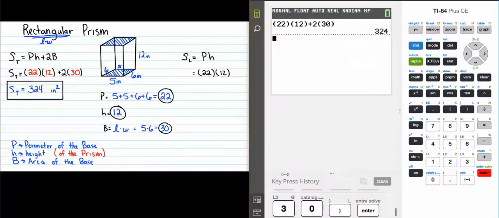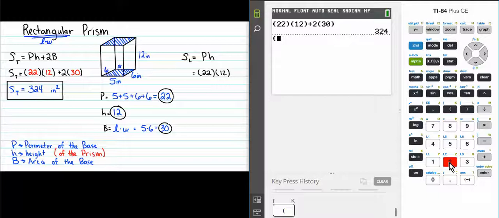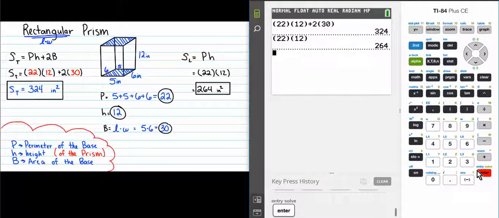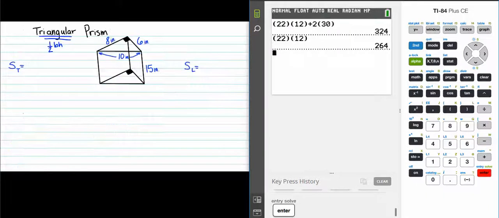So type it in the way you set it up. What's 22 times 12? And there you have it. My lateral surface area would be 264 units squared. Now, make sure you're careful with these here. You'll be using these for rectangular prisms and triangular prisms. So I want to go over this one carefully.